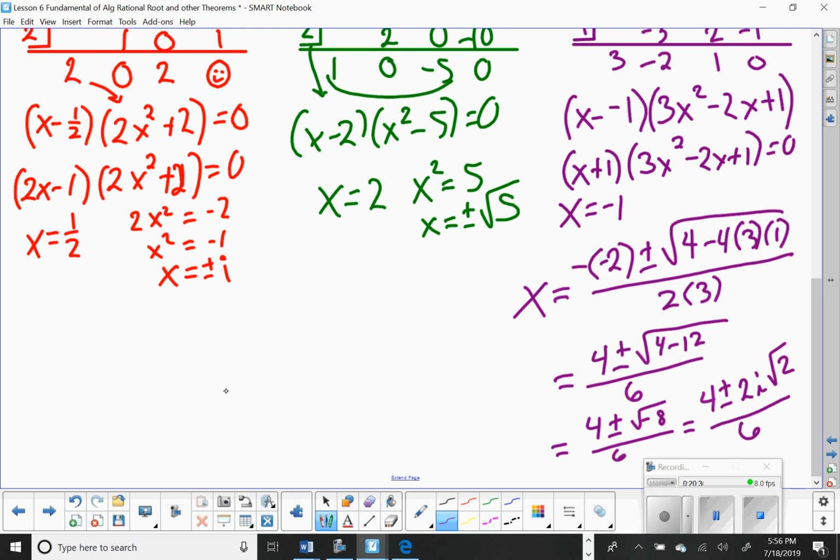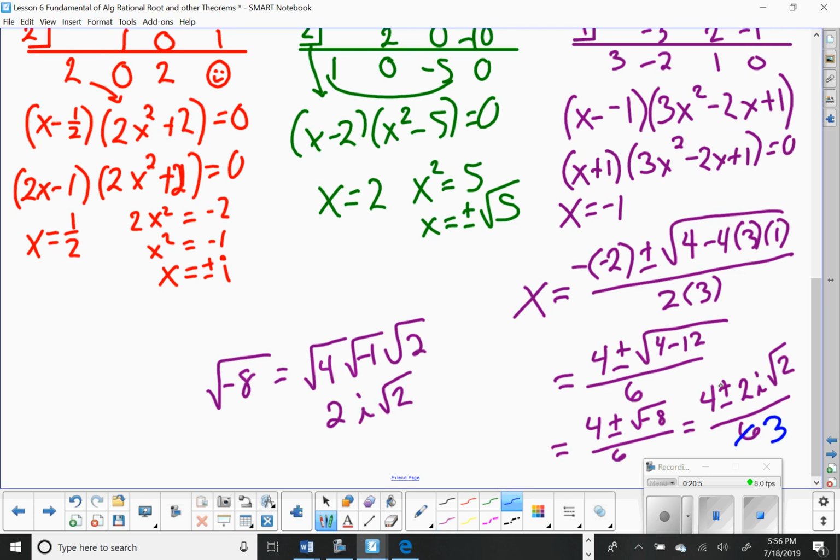Where did the 2i come from? The square root of negative 8 is equal to the square root of 4 times the square root of negative 1 times the square root of 2. 2i root 2. Okay? Now, when you get to this point, you have to notice that 2 will go into 6 3 times, into 4 twice, and into itself once.